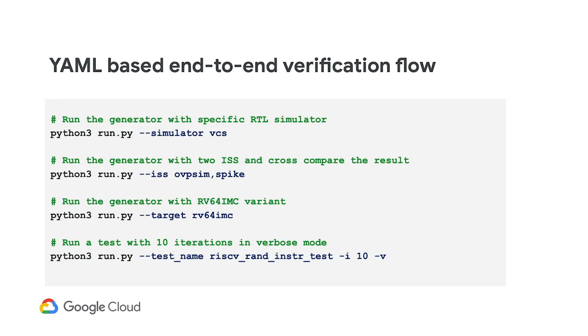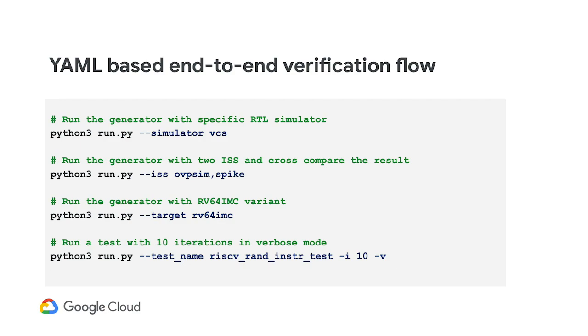This slide shows you some command lines. You can see the first one, you run with the simulator VCS. If you have a different simulator on your local machine, you can run with Incisive, DSIM, or the Mentor Graphics simulator. So it's pretty simple. The second line shows you how to run with different ISS. Say you have 2 ISS set up, one is Spike, one is OVPsim. You can pass both of them to the flow.